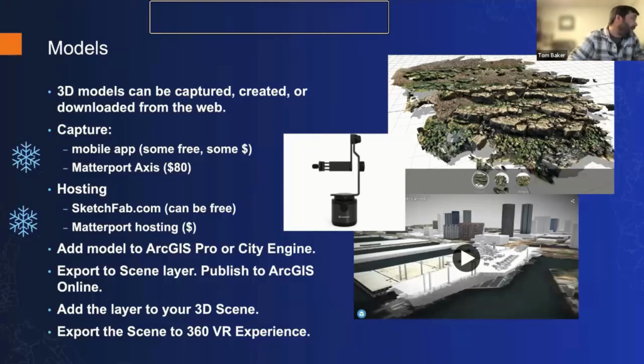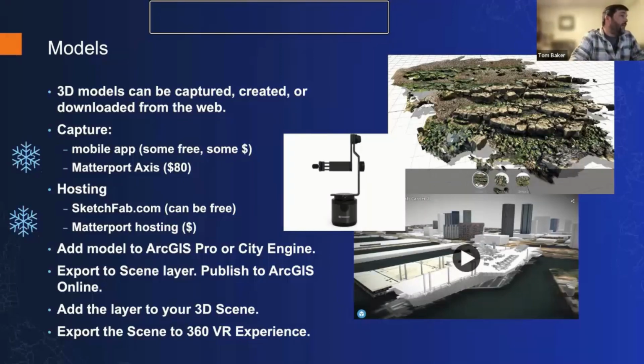Mobile apps also run free to expensive. I got a little backwards there, folks. Free to expensive. This device right in the middle is interesting as well. If you are interested in Matterport for collecting and building 3D models, this axis hooks up to your cell phone and it auto rotates to collect all the imagery and produce the models that you want.